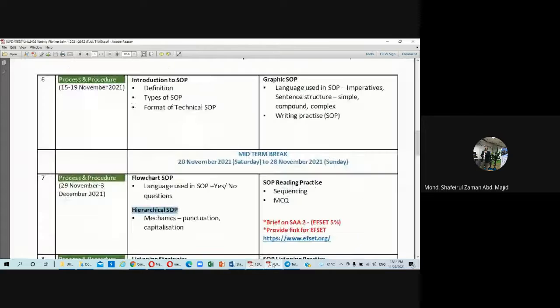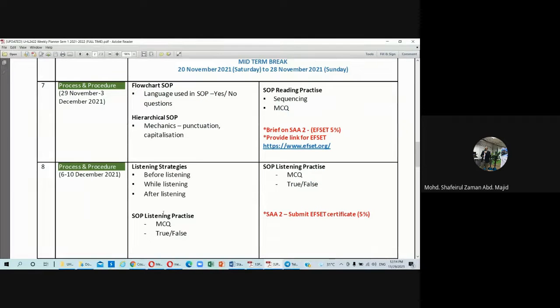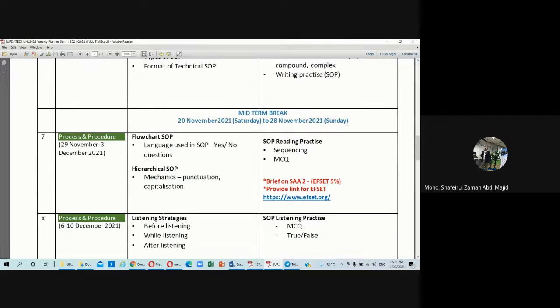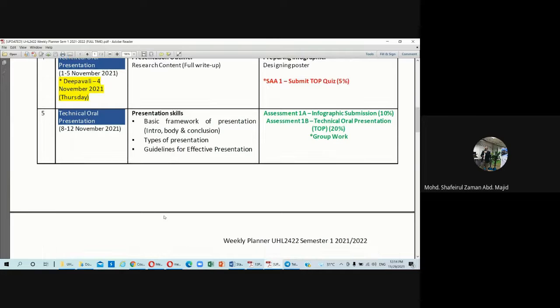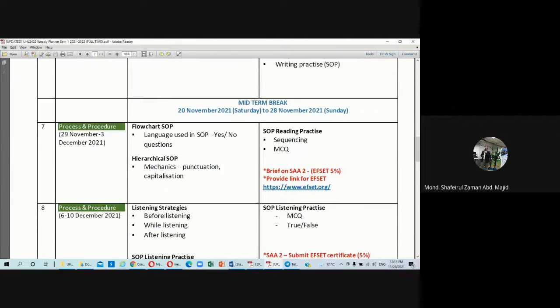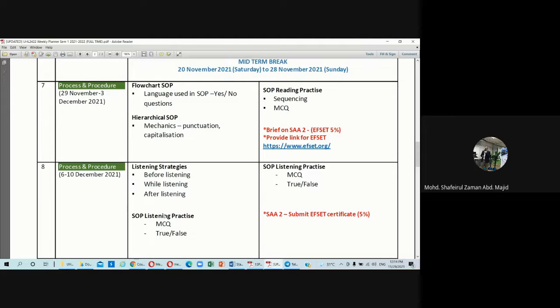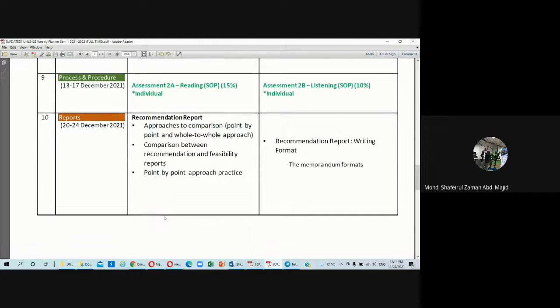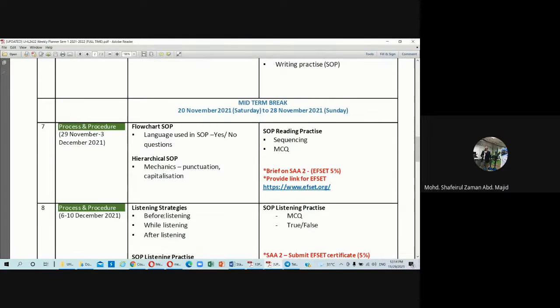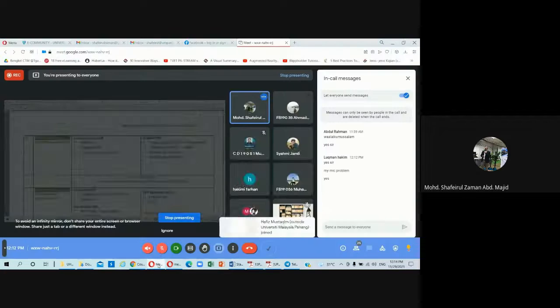Okay, so now we are in week 7. We are going to start with the introduction to SOP, and then have a look at examples of graphical SOP, flowchart SOP, and hierarchical SOP. We are also going to discuss your next assessment, but later on, not today. So just to let you know, we are going to do that.